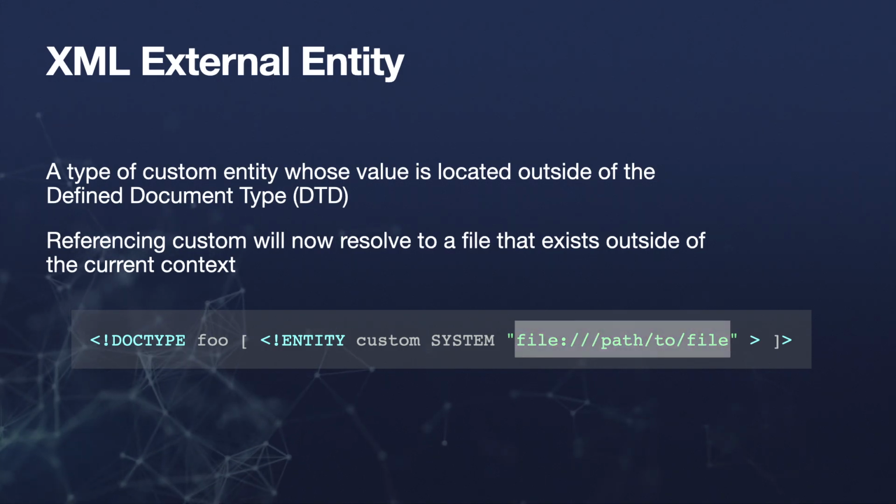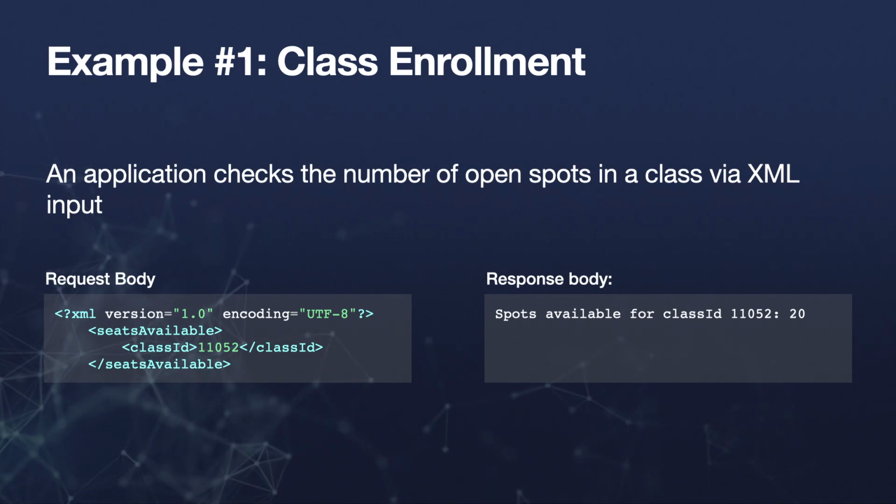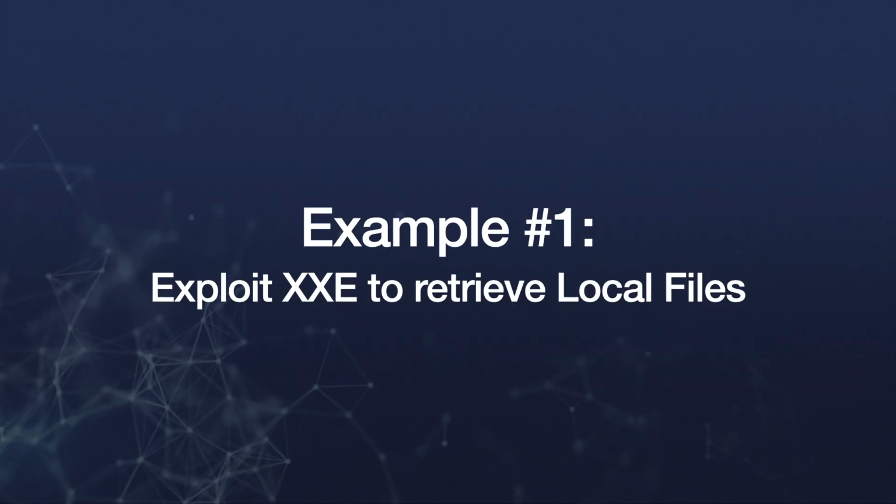In our first example, we'll be looking at an application that checks the number of open spots in a class via XML input. As we can see here, it takes in a class ID and responds with the spots available for that class. In our first exploitation attempt, we're going to try to retrieve local files.